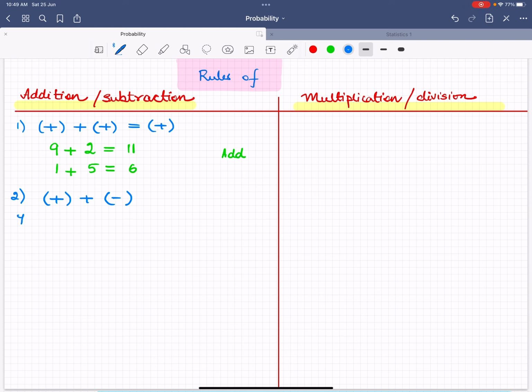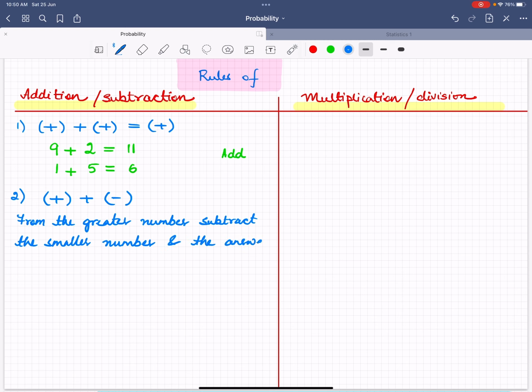So the rule is: from the greater number, subtract the smaller number, and the answer carries the sign of the greater number. So that is the second rule. Let us check a few examples.